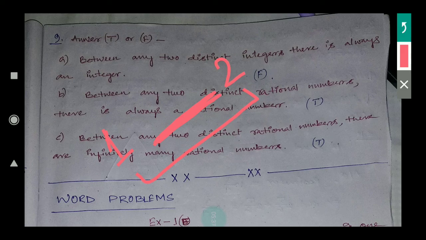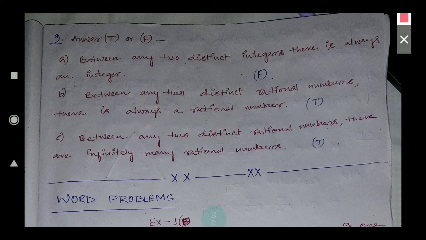In between them a rational number is there, a decimal number, suppose 1.1, 1.2, like this you will get, or 1.9999, like this you will get. But will we get any whole numbers? No. So in A it is given between any two distinct integers there is always an integer, so it is false. Now B says between any two distinct rational numbers there is always a rational number.